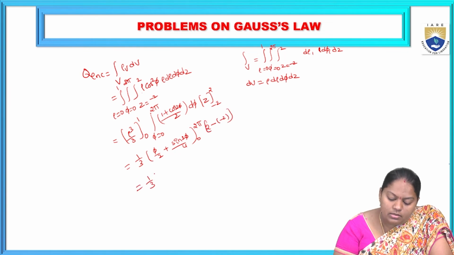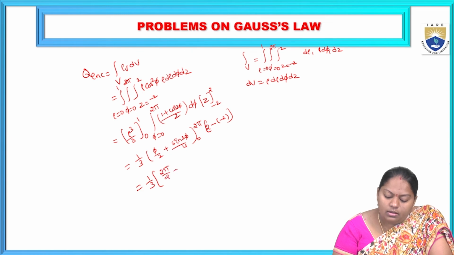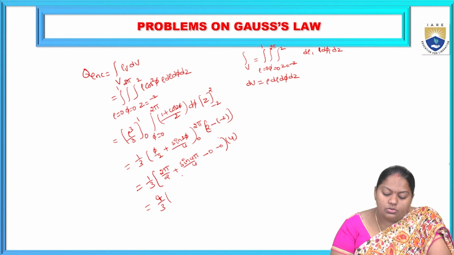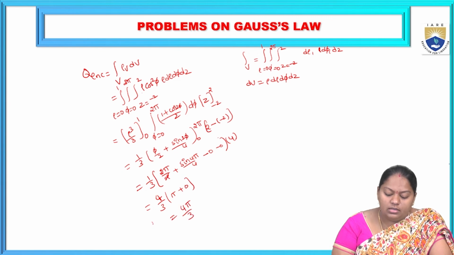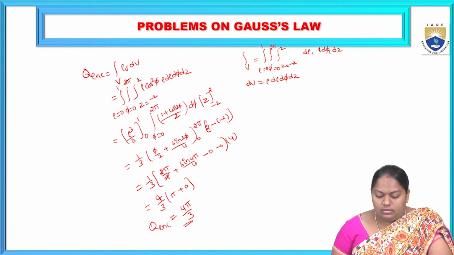So 1 by 3 into, we substitute pi by 2 pi first, 2 pi by 2, then plus sine 4 pi by 4 minus 0 minus 0, into 4, right? So which is equal to 1 by 3 into this 4 becomes 4 by 3 into 2 pi by 2. The 2 gets cancelled, pi, and plus sine 4 pi value is 0, then which is equal to 4 pi by 3, right? This is the value to be obtained for the charge enclosed by that surface.